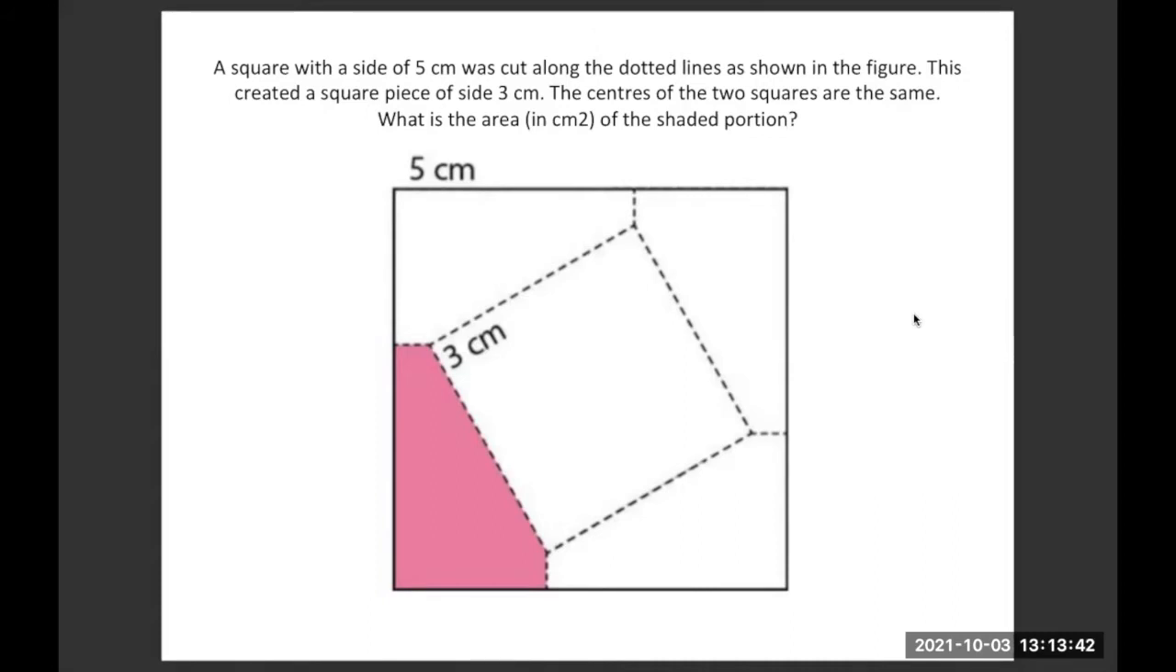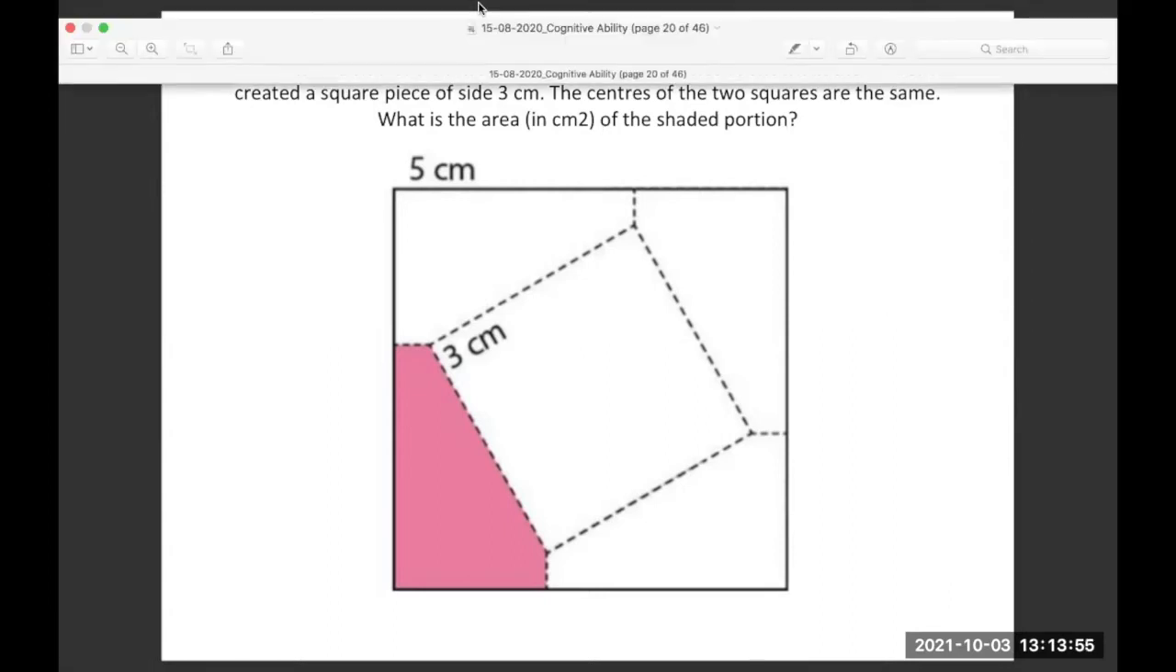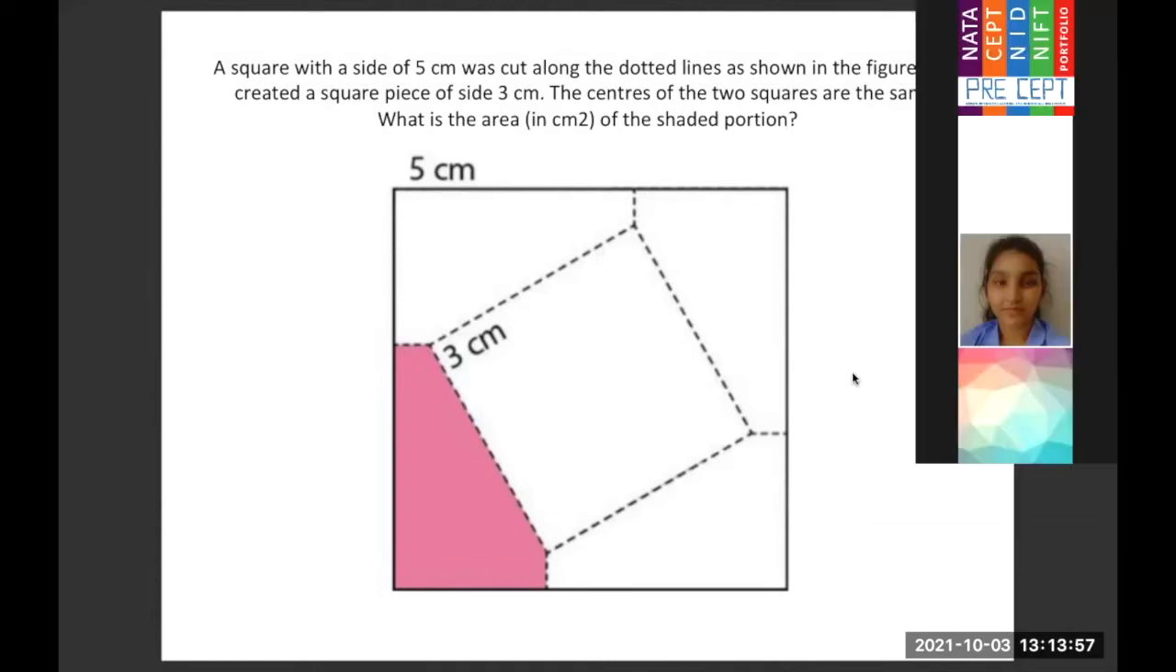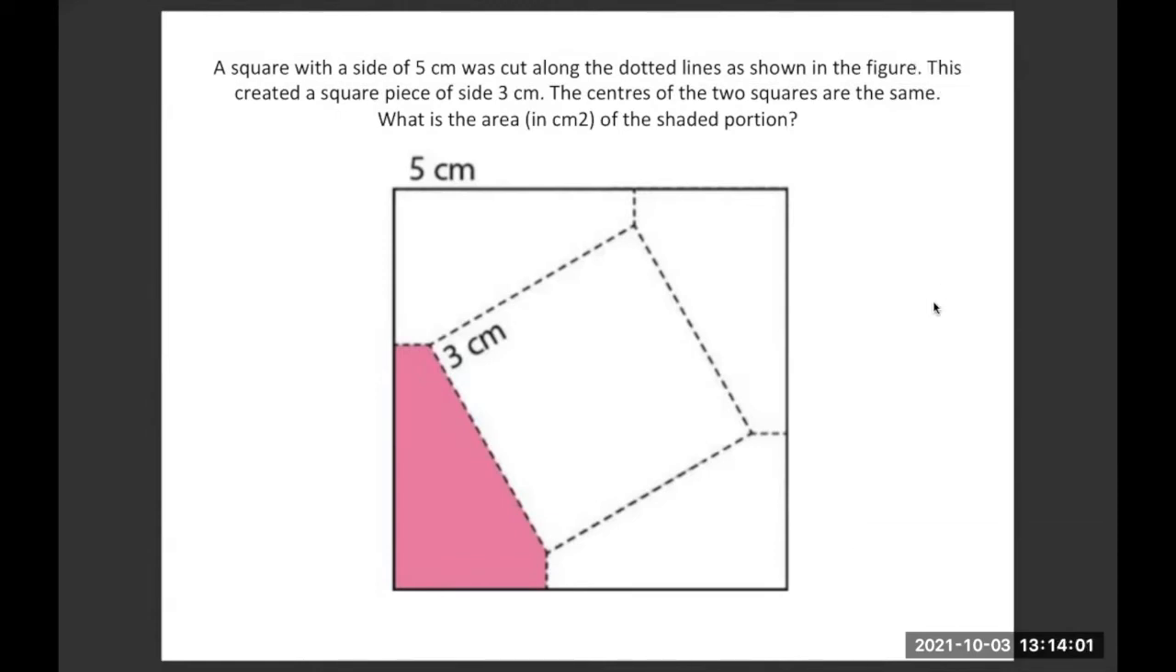So any method of doing this? How to do this? How to solve this? Any suggestions anybody wants to give? We can find area of the larger square and subtract area of smaller square from that and divide the answer by 4. Yes, absolutely.